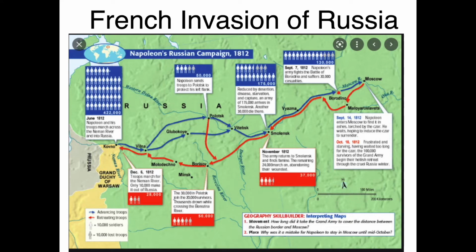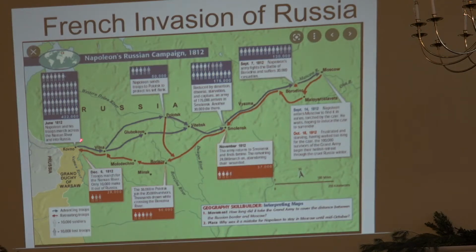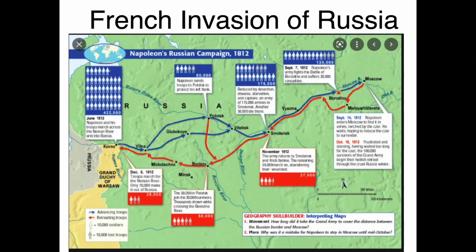And he invaded with 600,000 troops and 250,000 horses for the artillery as well as the cavalry. And it was 1,000 kilometers from the border all the way up to Moscow, and then back. So we'll take a little bit of a look at this invasion.